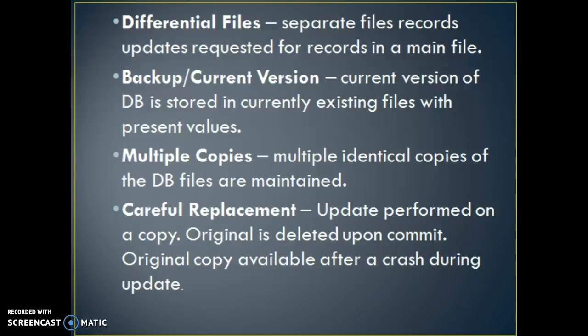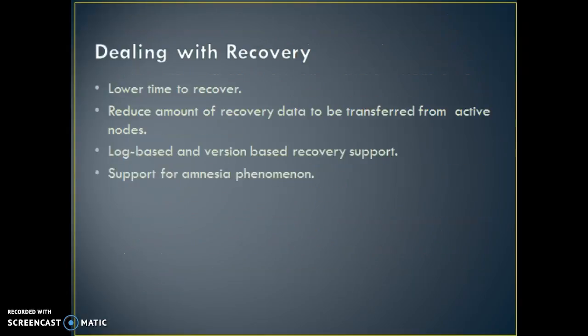Then next is careful replacement. Update is performed on a copy. The original is deleted upon commit. The original copy is available after a crash during update. So basically what we do is we make a copy of the original file, all the changes are performed on that copy, and the original is deleted upon commit. If we are updating a file and a crash occurs, the original copy is available.